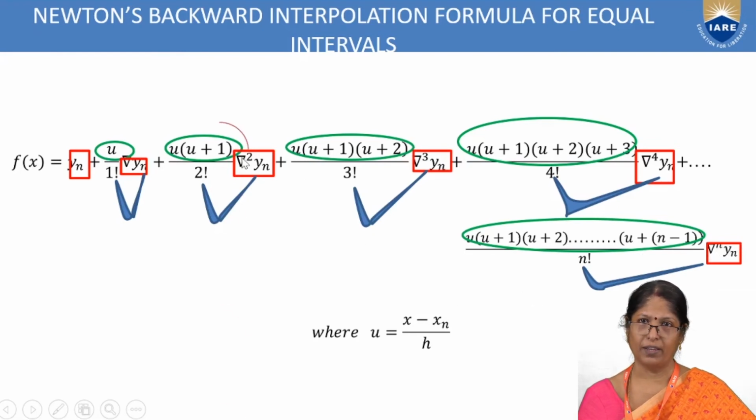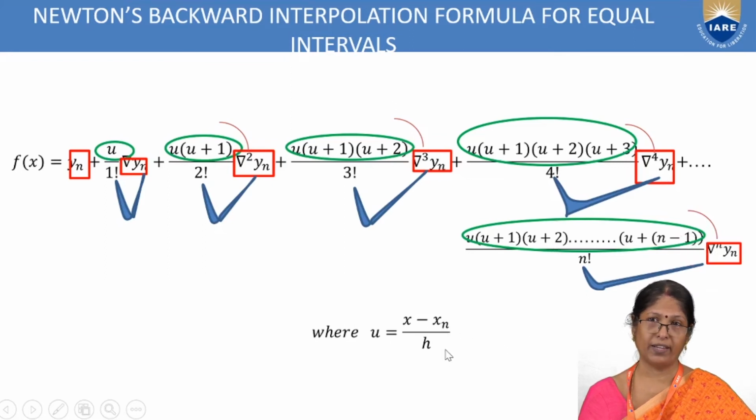Now, if it is del square, that is 2, 1 less we write 1. If it is 3, 1 less we write 2. If it is 4, 1 less, so automatically we should stop up to 3. So the last one is n, and 1 less means n minus 1. That is the reason it is written n minus 1 here. That is the explanation, so you can understand. So n, 1 less is n minus 1, where u equals x minus xn by h.